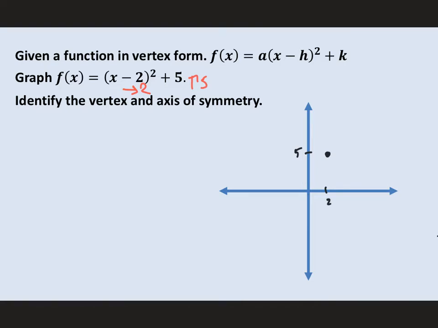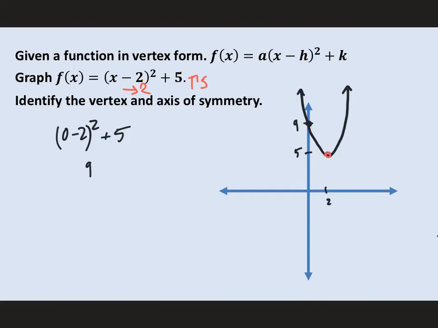So plugging in 0 looks like this: (0 minus 2) squared plus 5. Negative 2 squared, the negative's on the inside, so that's positive 4. 4 plus 5 is 9. So over 0, up 9. We'll put 9 right there. We can draw half of our parabola going up this way, and then we mirror image it on the other side. The reason we're allowed to do that is because of our vertex and axis of symmetry.